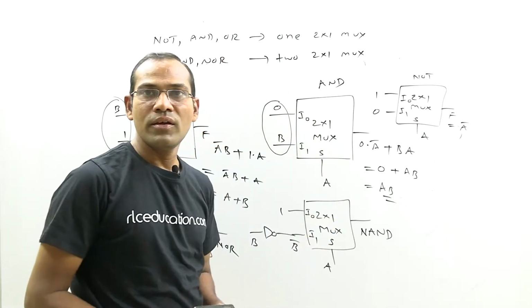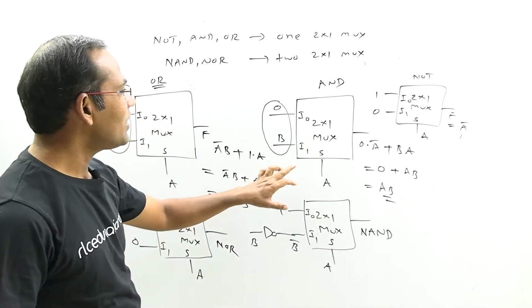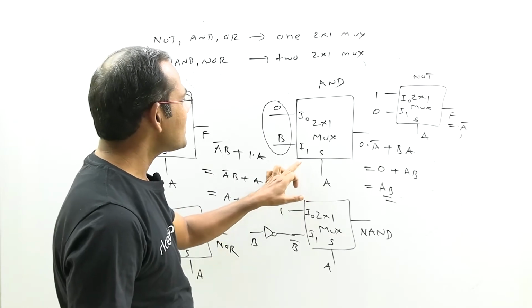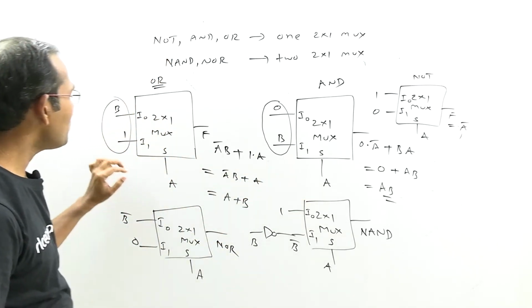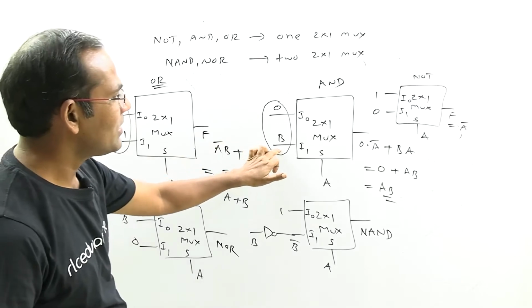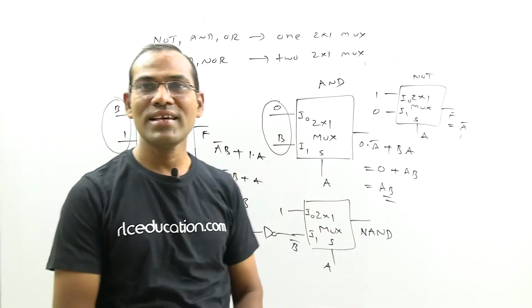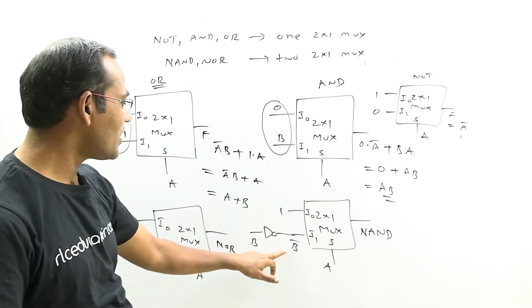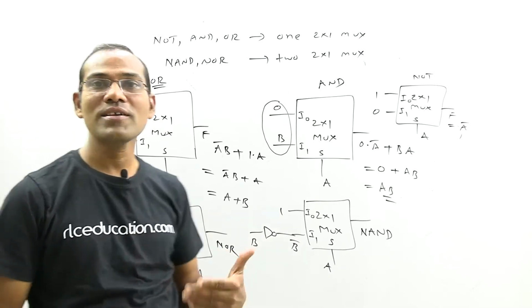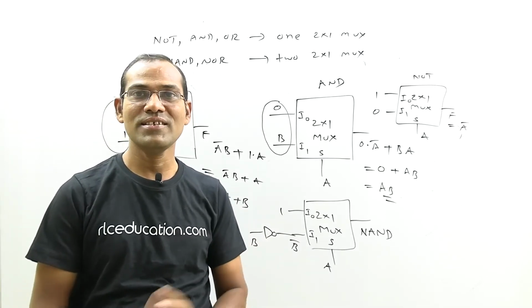If you observe carefully, in the design of AND and OR, there is no B bar, just B. That's why just 1 mux is enough. Whereas here B bar is there. That's why 2 mux are needed. That's the difference.